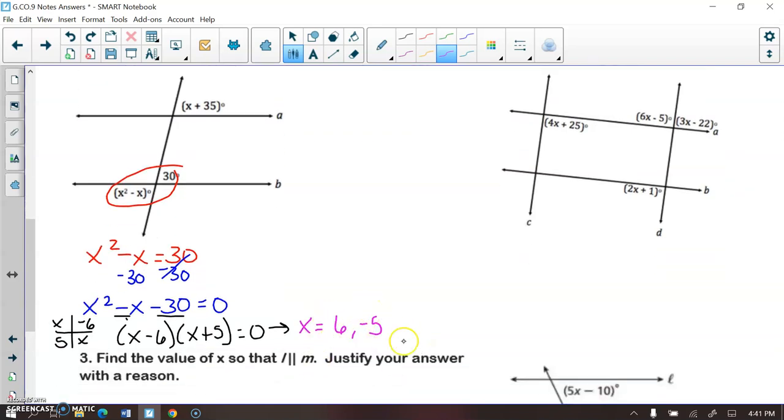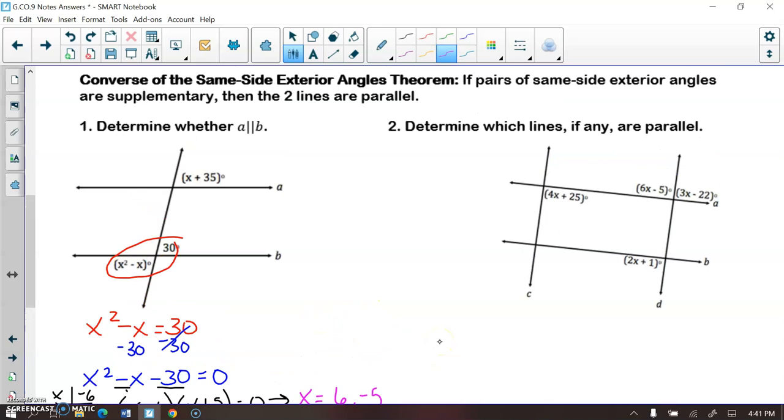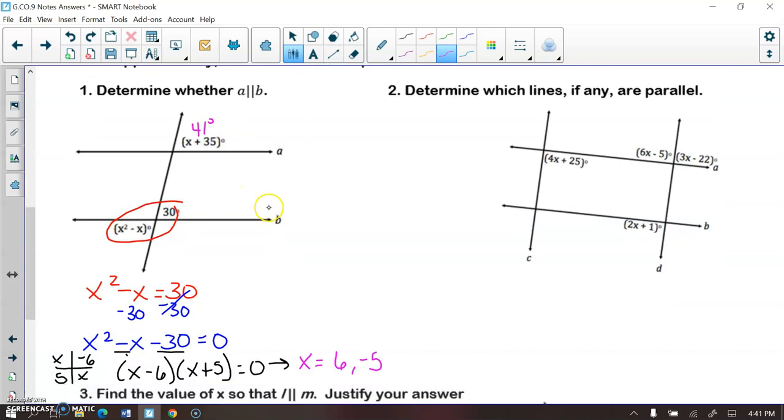So if I use x as 6, then that would mean that the x plus 35 degree angle would be 41 degrees. And the x squared minus x degree angle would be 36 minus 6, so 30 degrees. And in this situation, my alternate exterior angles are not congruent. So in this situation, A and B would not be parallel.